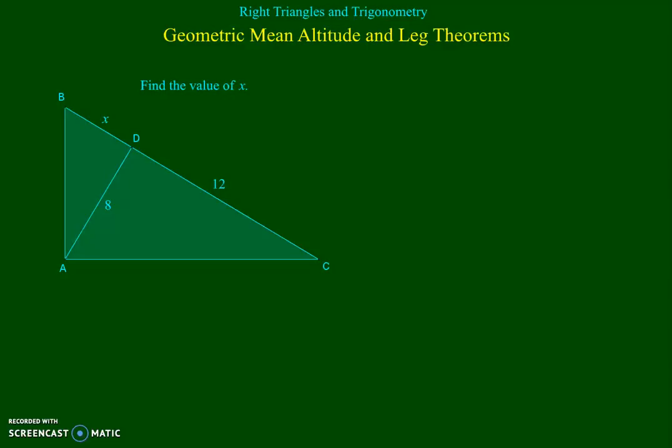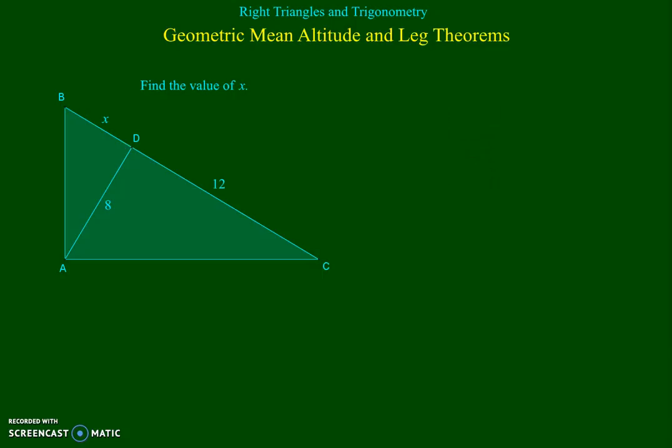This is part 7 of the series Right Triangles and Trigonometry, and in this part we're continuing with examples of the geometric mean, leg, and altitude theorems. In this example we have a right triangle and we're given the altitude AD and we're looking for the segment BD on the hypotenuse. Again, this is the classic signature of the geometric mean altitude theorem. So that's the way we're going to set it up.